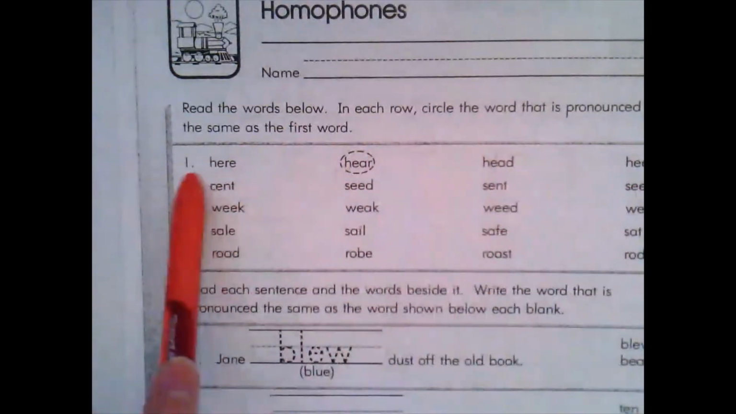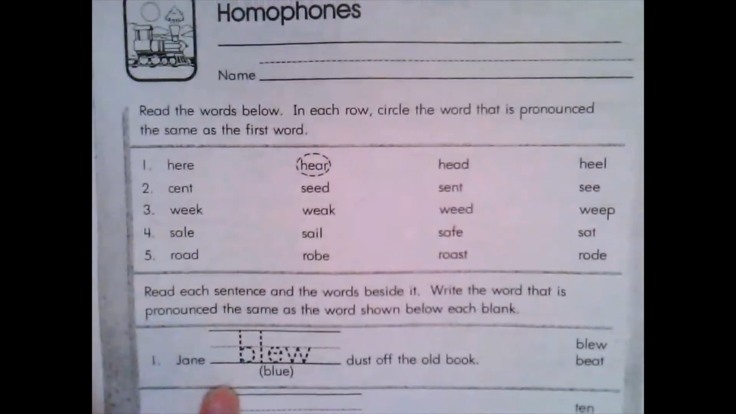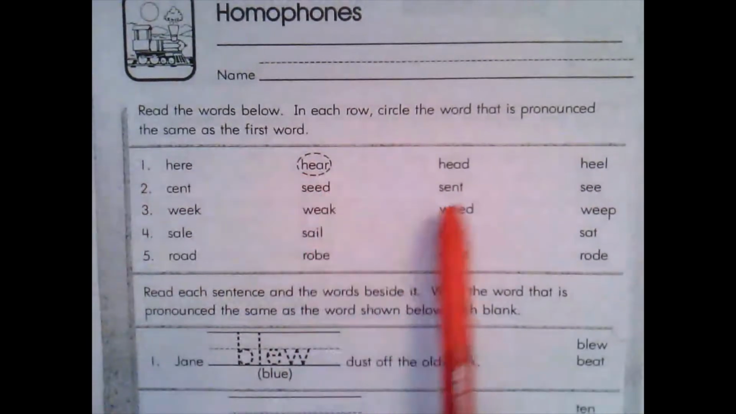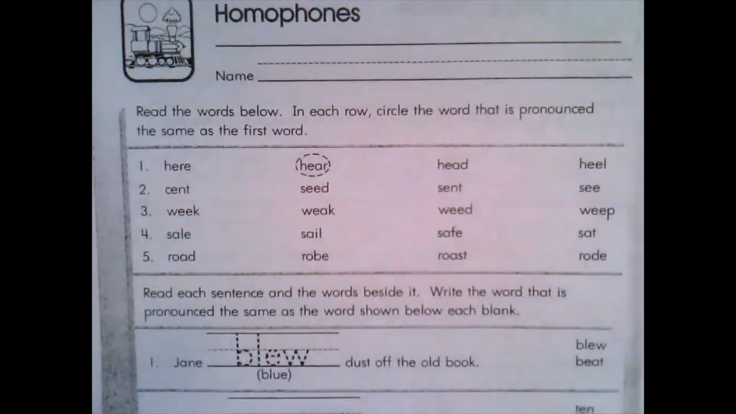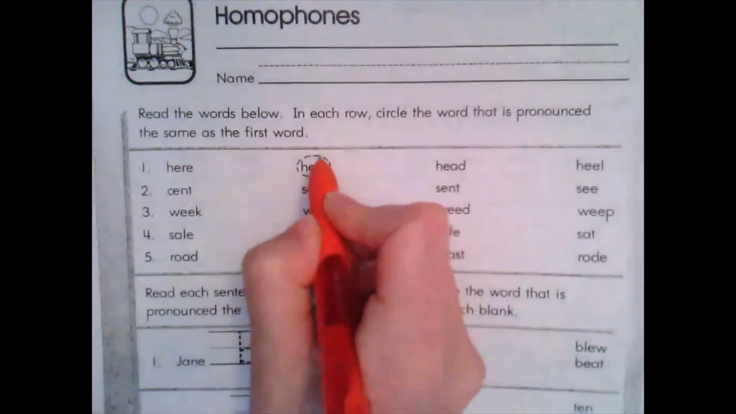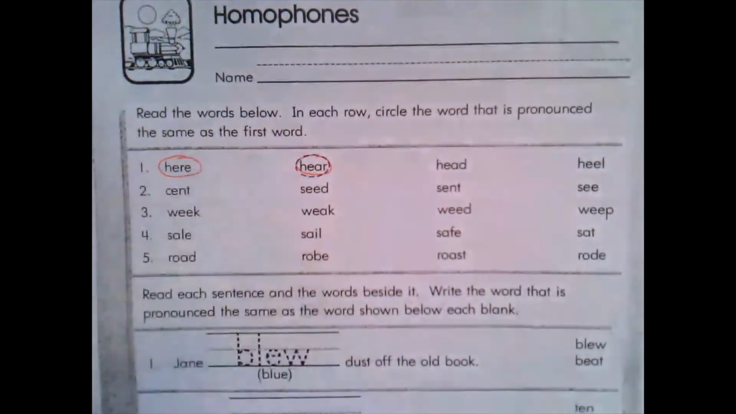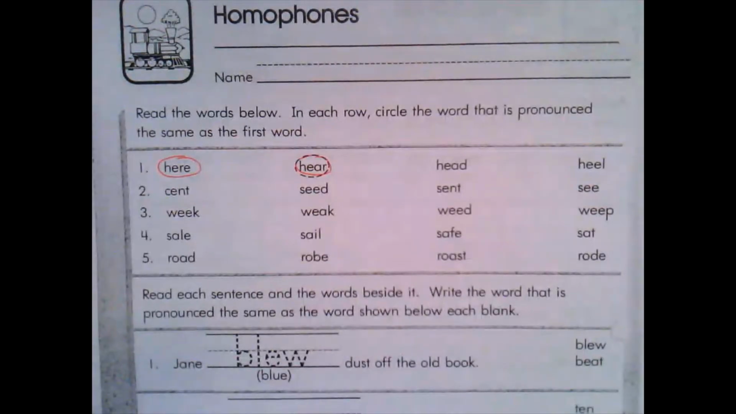So for example, if we were to read all 4 words on number 1, we have here, head, and heel. The 2 words that sounded exactly the same were here and here. Now, the way you know what each of these words mean is by looking at how they're spelled.